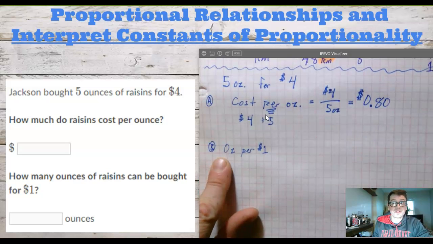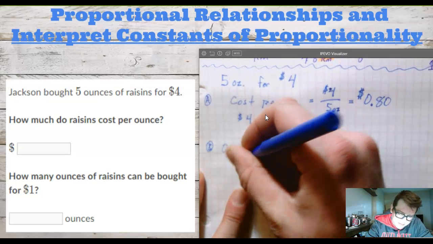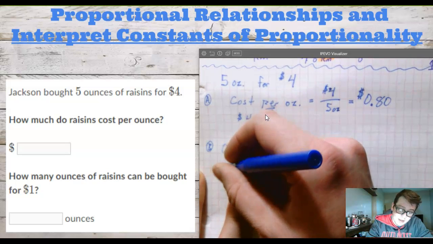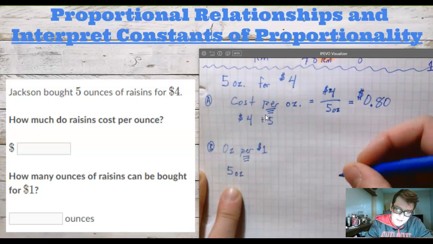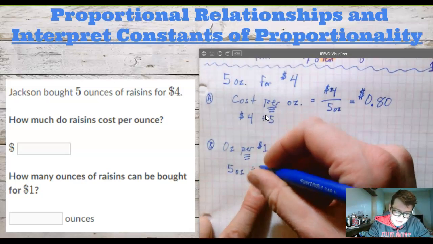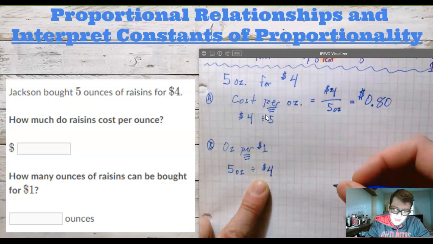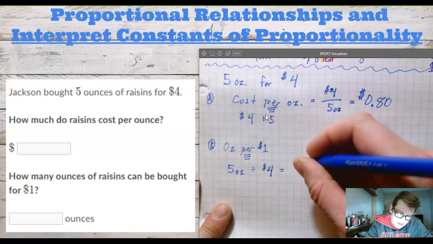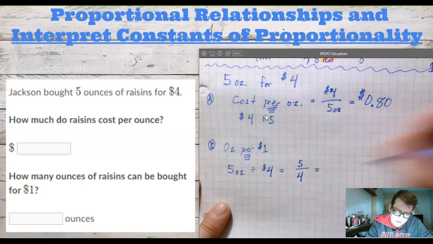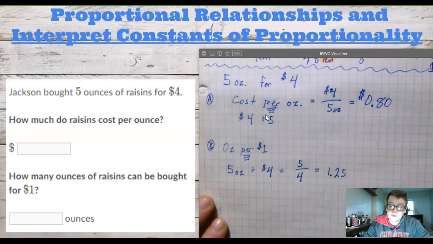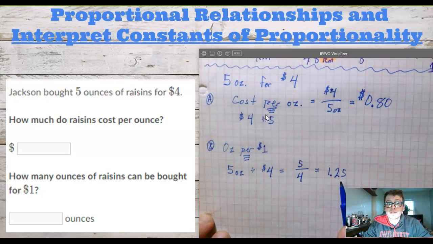So down here, ounces per dollar, we have to set up ounces first. So here's the 5 ounces divided by however many dollars you're given. And then after we do the division, we'll get the answer for $1. So we could also set this up 5 over 4 if we wanted. Now be careful, this is not dollars. What is the 1.25? What's our label on this?